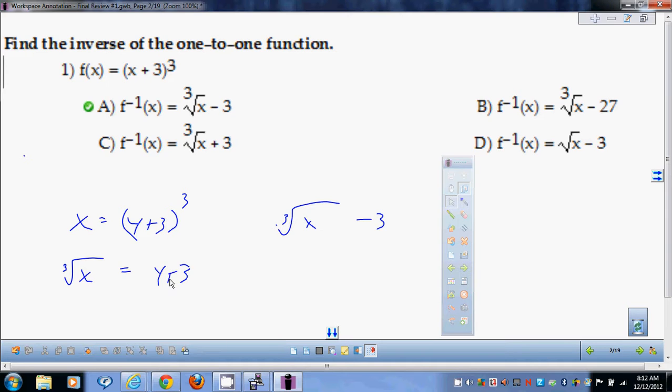Yeah, that's how you solve for inverses. You switch the variables x and y, and then you solve for y. Questions on that problem? You might need me to leave this up there? Okay.